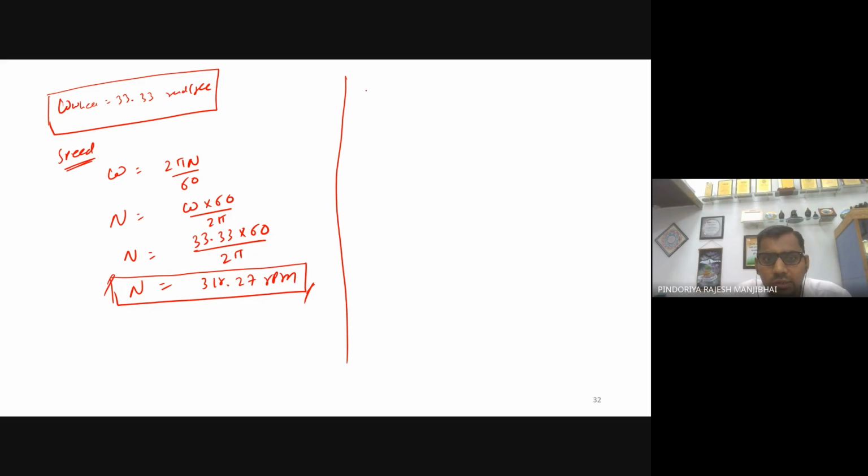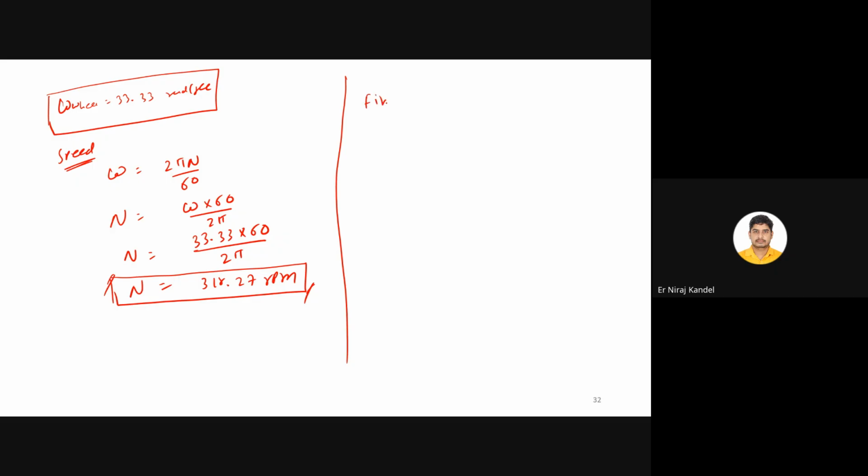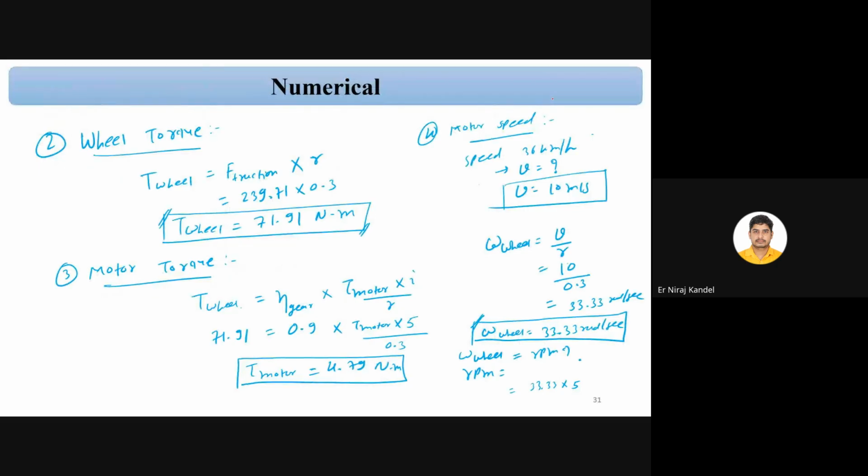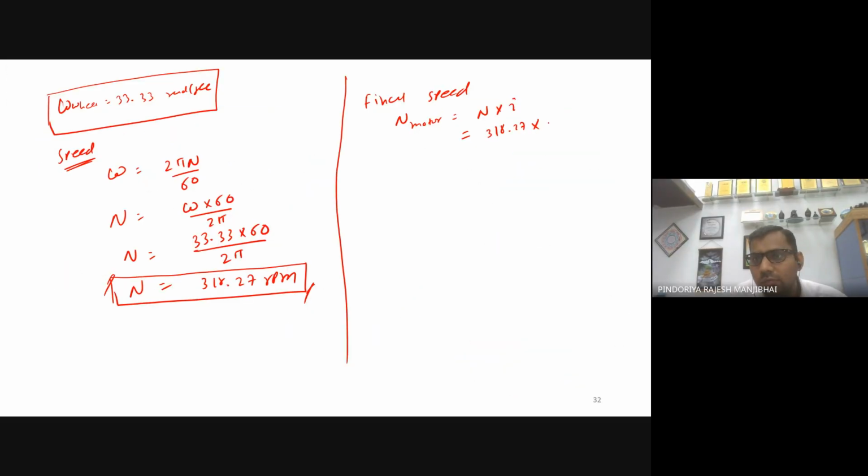Because that is a gear ratio. So final speed, we can say N of motor equal to N into I. So N is 31.8 into 27 and I is 5, correct? Yes, sir. I is 5. So how much is N motor?